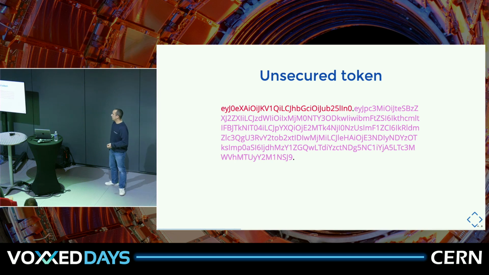Another fun token is this one, an unsecured token. So here there are only two parts, because this token is a valid JWT, but without any protection against modification and so on. So it is supposed to be used only for test purposes, I think, not in production, of course.